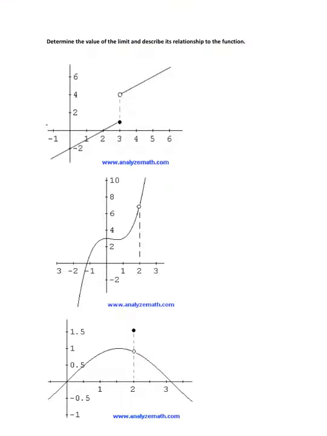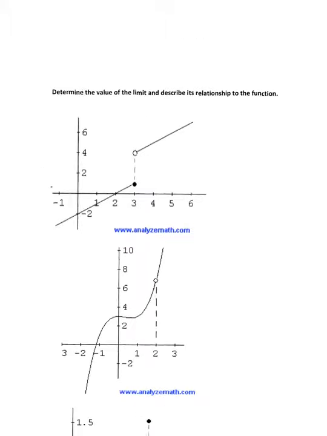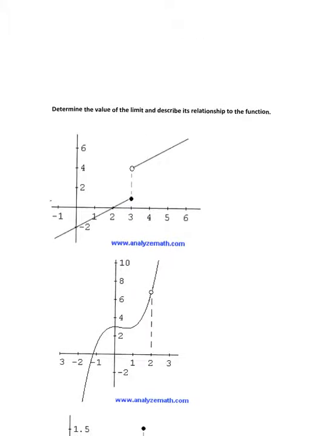I've got this last slide here that we're going to just talk through. So let's determine the value of the limit and describe its relationship to the function. So what's the value of your function at 3? At x equals 3? Does it exist? It exists, but it exists down here. So if I want to say f of 3, let's just take a guess here. What do we want to say that is? Let's just call it 1.